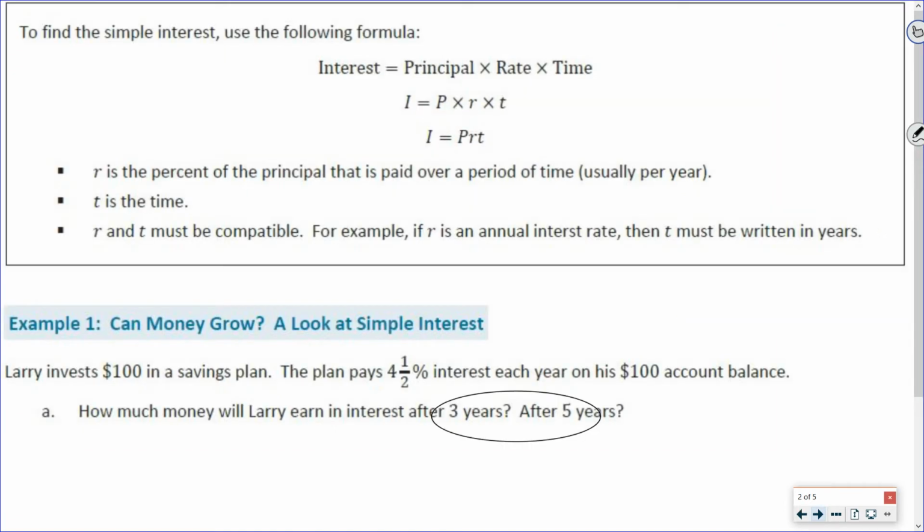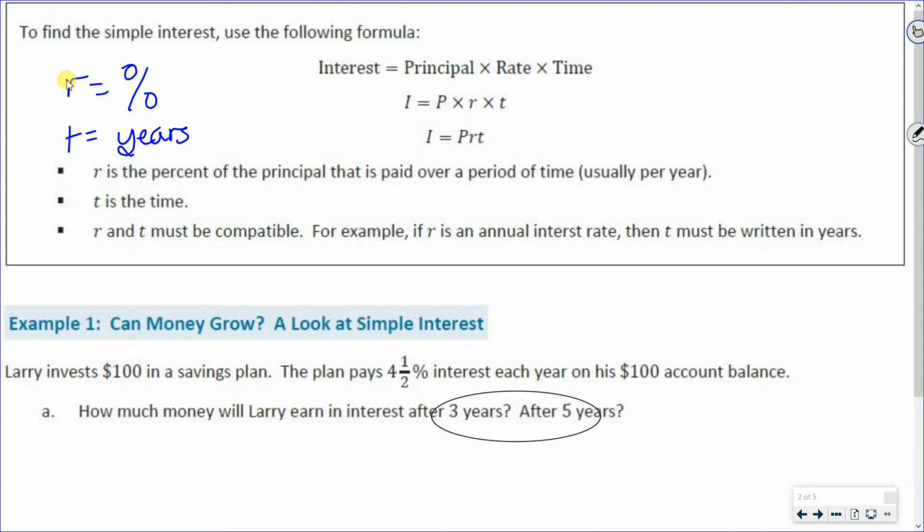So we've got to find the simple interest, use the following formula. Interest equals principal times the rate times the time, or I equals P times R times T, and then the third one is another way of writing it. Where R is the percent of the principal that is paid over a period of time. R is normally going to be your percents. So R will most likely be a percent. T is time. T has got to be represented over years.